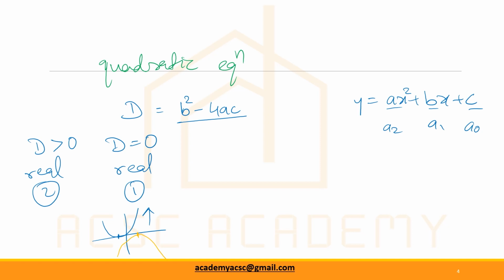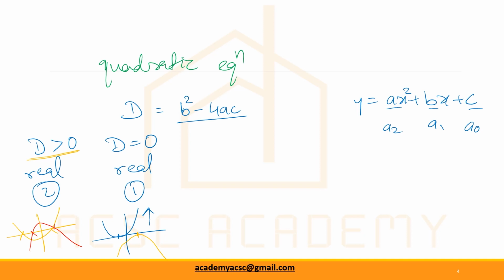Similarly, when d is greater than 0, if a is positive, then the graph will be like this. There will be two real roots. And if a is negative, then this way. Now it is possible that both the roots are positive, both are negative, or one is positive and one is negative. We will further analyze how to distinguish between these three cases.